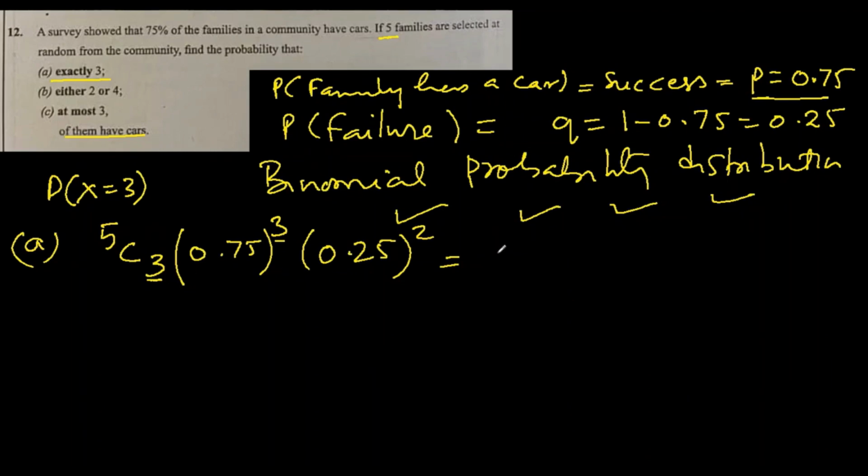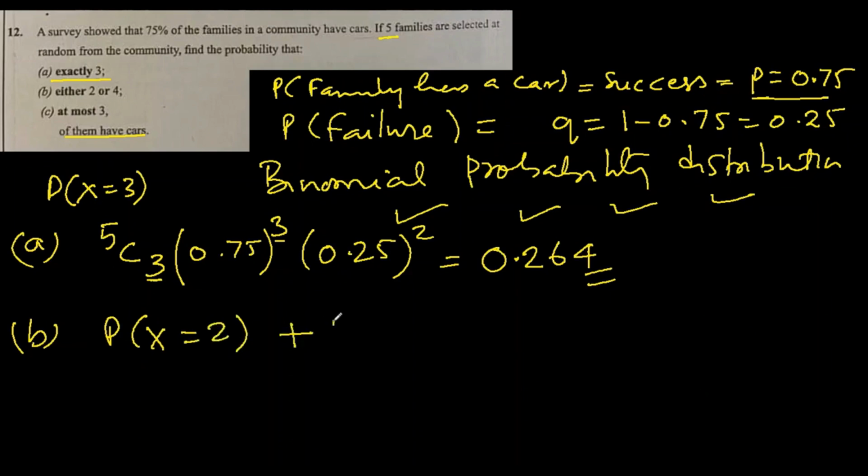They have not specified how many decimal places, so we will write 0.264. That's what we got. B, either 2 or 4. So we'll find P(x equal to 2), or in case of "or" we add them, x equal to 4. So I will just interpret it just like this.